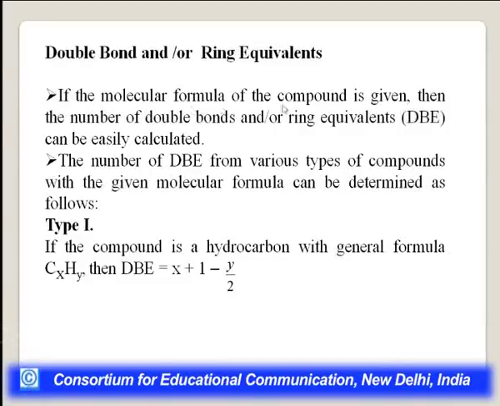If the molecular formula of a compound is given, then the number of double bonds or ring equivalents can be easily calculated. We will discuss all kinds of compounds. The number of double bond equivalents for various types of compounds with a given molecular formula can be determined as follows. Number one: if the compound is a hydrocarbon, only carbon and hydrogen, then we can calculate by this formula, x plus 1 minus y by 2, where x is the number of carbon atoms and y is the number of hydrogen atoms.